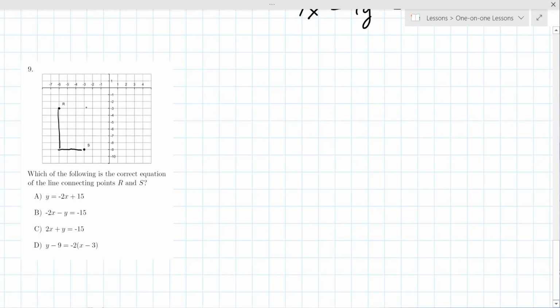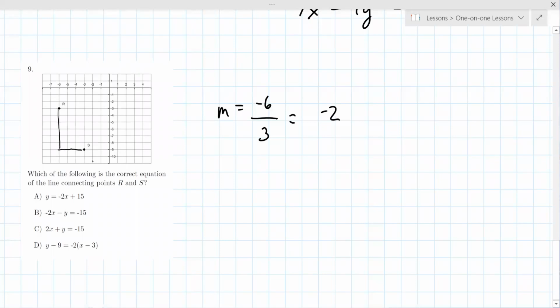I went up 6 and left 3. But it's always from left to right though. So it's going to be down 6. Your slope is down 6, and then to the right 3. So -2 is your slope. That's why -2.